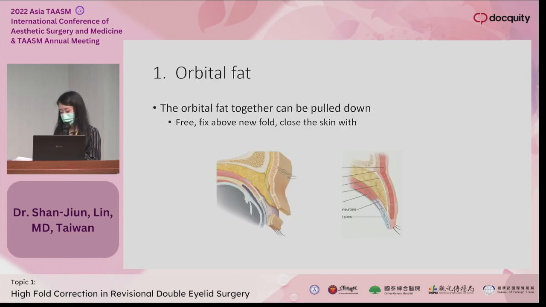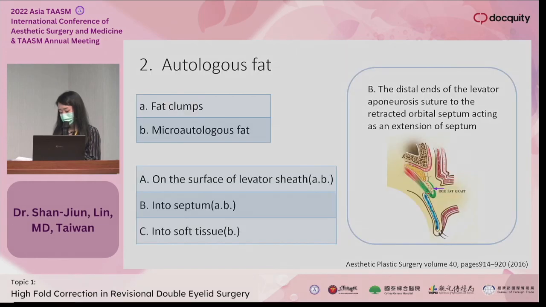The first one is orbital fat, which can be pulled down as a buffer between OM and levator sheath. It can be free, or be fixed on the tarsus or near the wound margin, or closed under the skin with the orbital fat. All can have the effect of preventing adhesion. If there is not enough orbital fat, the most commonly used sources of fat are fat clumps and micro-autologous fat. Both of them can be used on the surface of the levator sheath and into the septum.